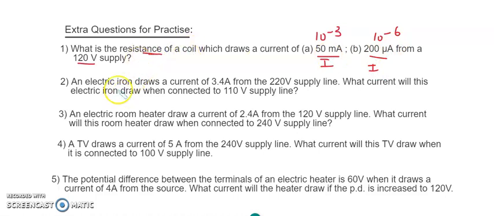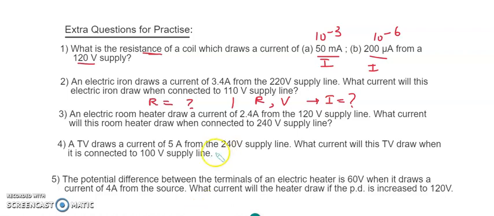Next, an electric iron draws a current of 3.4 ampere from a 220 volt supply line. So you have your I, you have your voltage. What current will it draw when it is connected to a 110 volt supply? In the first case you have to find your resistance, which is not changing. That is your step 1. Take 3.4 ampere and 220 volt and use them to find your resistance. Then use the resistance which you found in the first step and the voltage given to find your current. Am I clear? In the first step you find the resistance, then use that resistance and the voltage change to find the current.